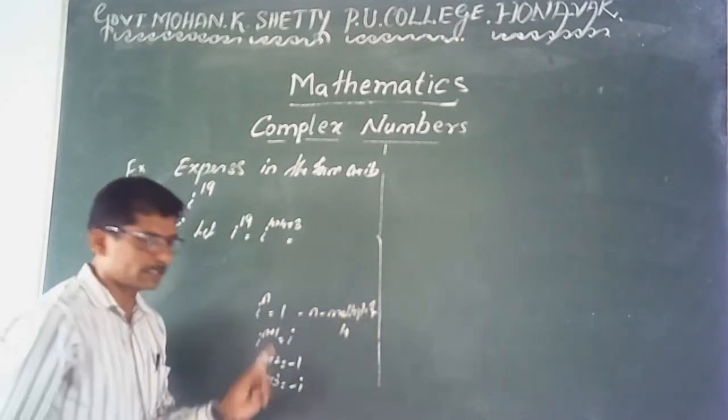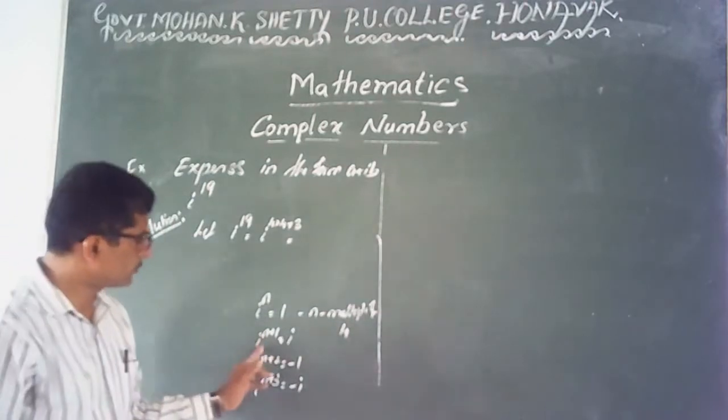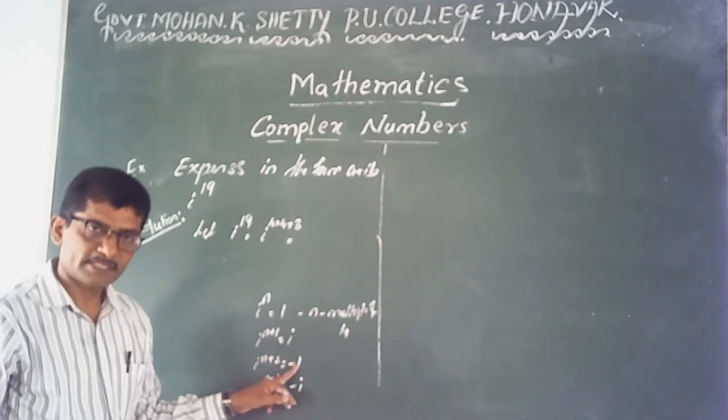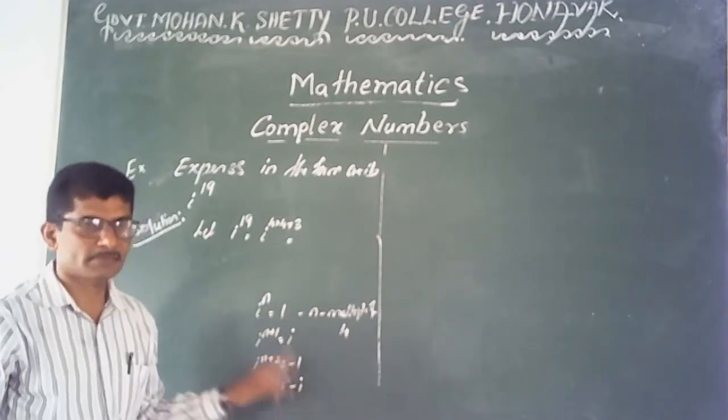Multiple of 4 means its value is 1. I to the power n plus 1 means i. I to the power n plus 2 means minus 1. I to the power n plus 3 means minus i.